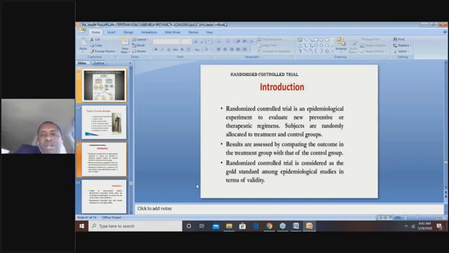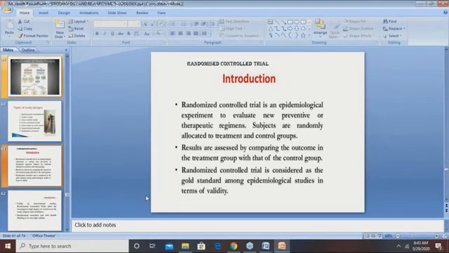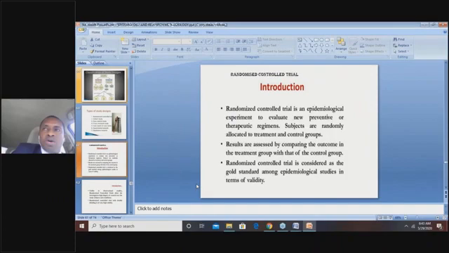So a randomized control trial is an epidemiological experiment where you evaluate a new preventive or therapeutic intervention. So in randomized trials you may have what we call a placebo. A placebo may be starch, normal starch or sugar or whatsoever, that doesn't have a biological effect. So that's what you give to the control group.